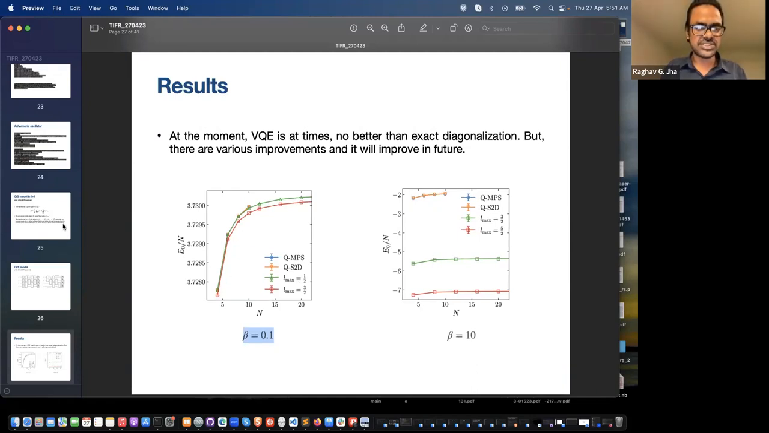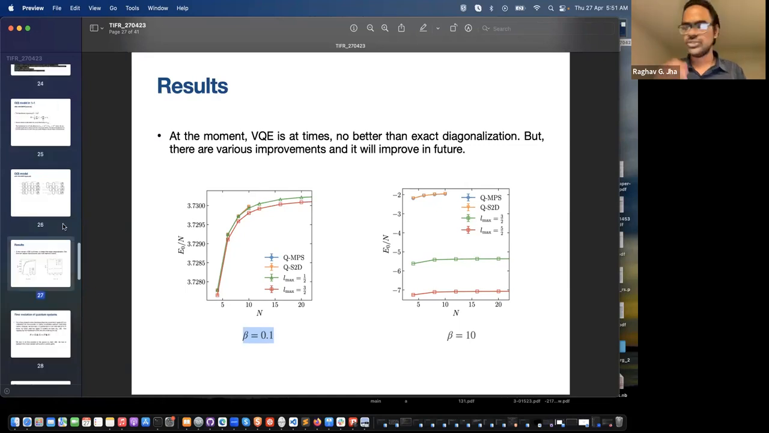So this is just a representation of where the state of the art is. It's still an open problem to, for example, reproduce the correct energy density for the O3 model for large values of beta, which is the physically interesting regime. And probably for that, we need to come up with better ansatz or better methods for the variational approach.